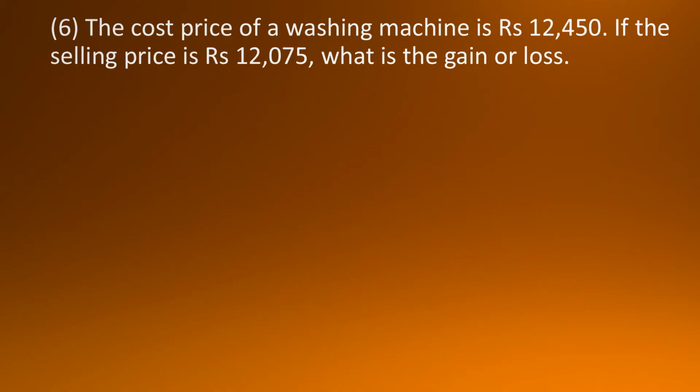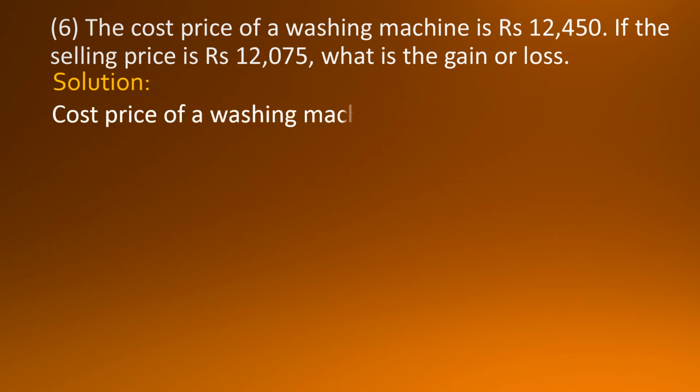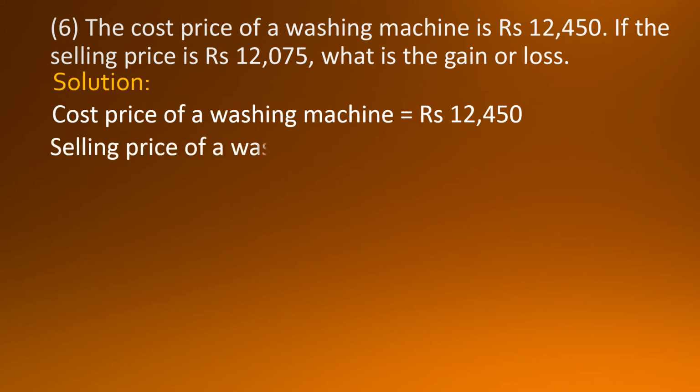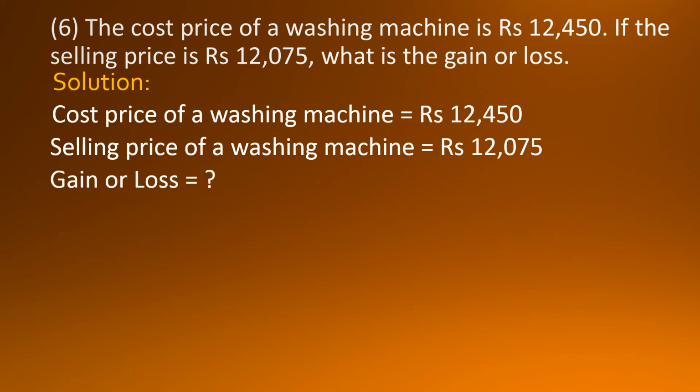Question number 6. The cost price of a washing machine is rupees 12,450. If the selling price is rupees 12,075, what is the gain or loss? See, in this question, cost price of a washing machine is equal to rupees 12,450 and the selling price of a washing machine is equal to rupees 12,075. And gain or loss we have to find out. Now tell me, which one is greater, cost price or selling price?